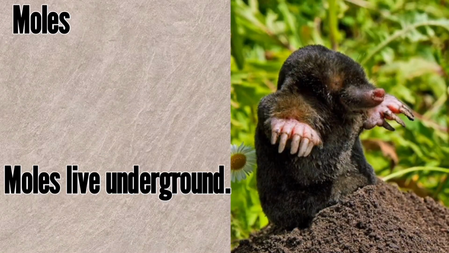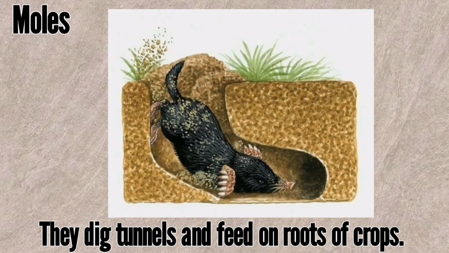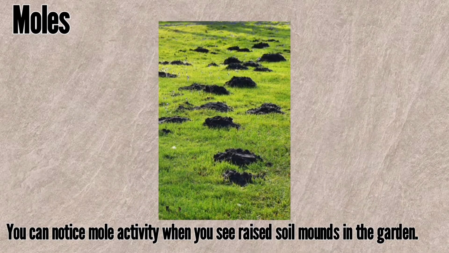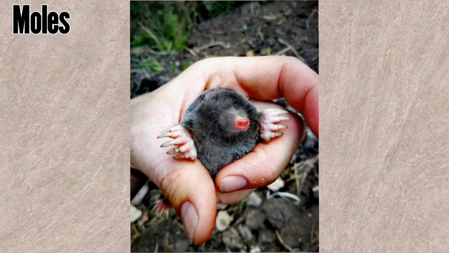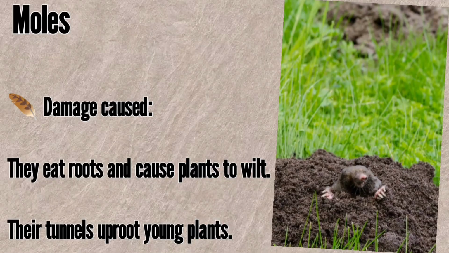Moles. Moles live underground. They dig tunnels and can feed on the roots of our crops. You can notice mole activity when you see raised soil mounds in the garden. The damages they cause include eating out roots and causing plants to wilt, and the tunnels uproot young plants.